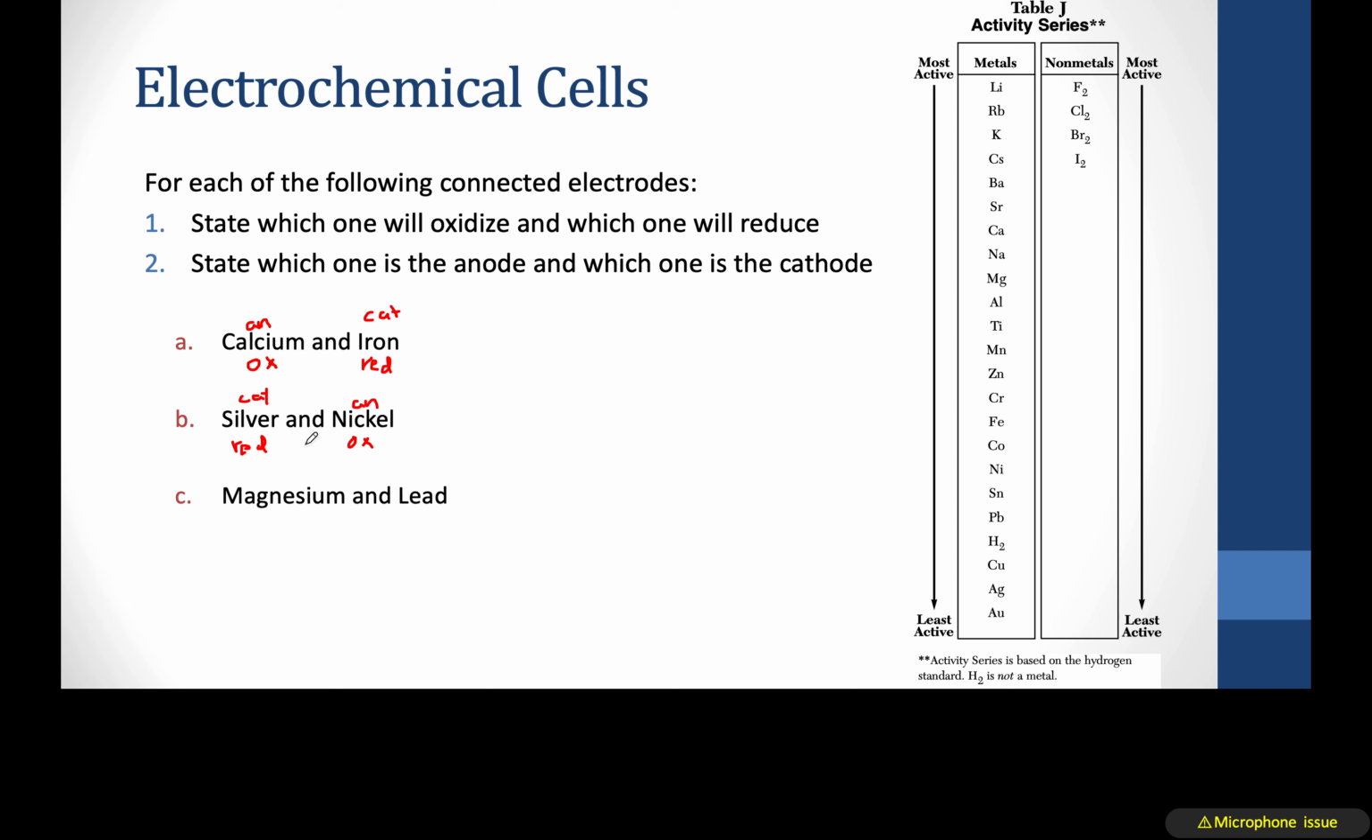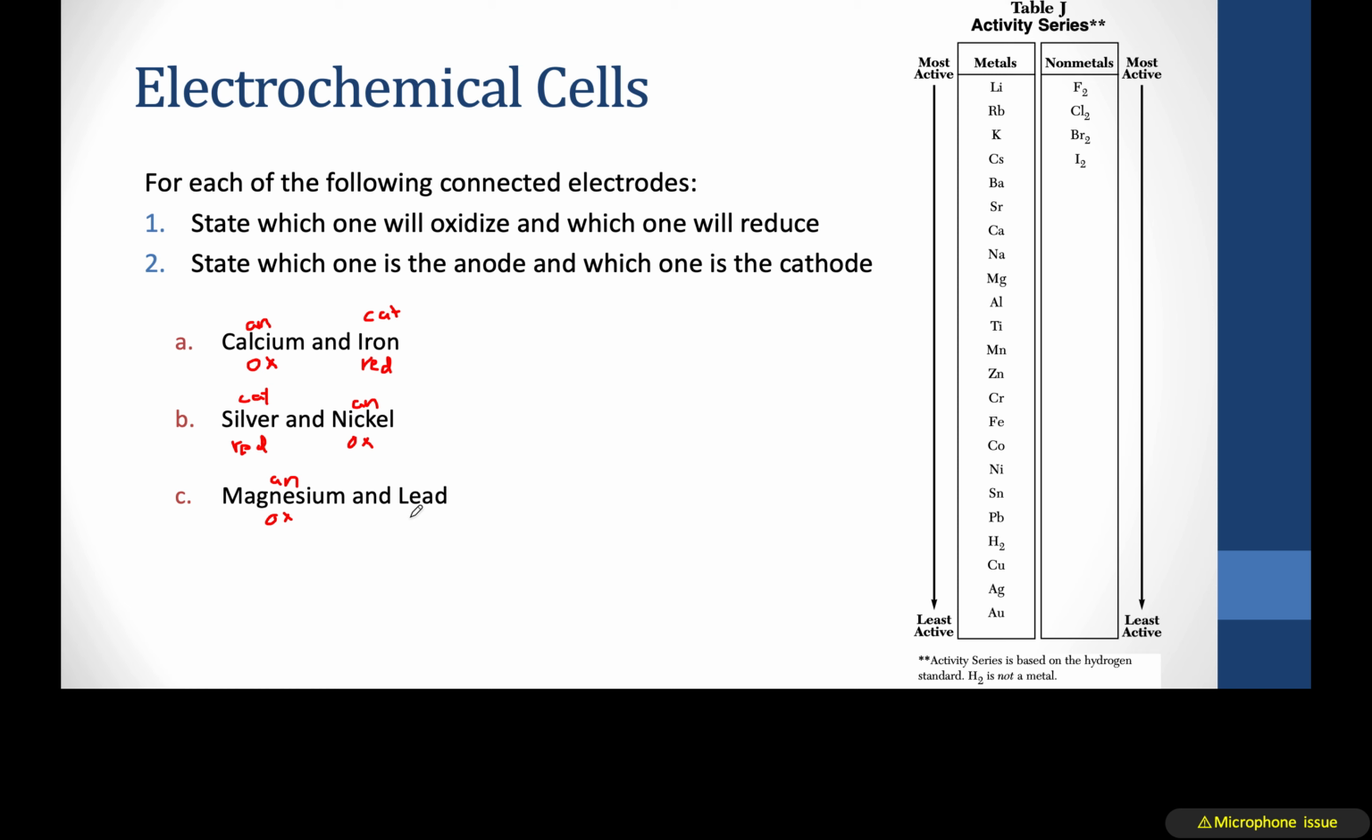I think you're getting it, though. Magnesium and lead. So Mg and Pb. Lead is Pb. Magnesium, Mg, up here, and lead down here, Pb. Magnesium is going to get oxidized because it's higher up on the table. So magnesium gets oxidized, which means it's the anode, right?